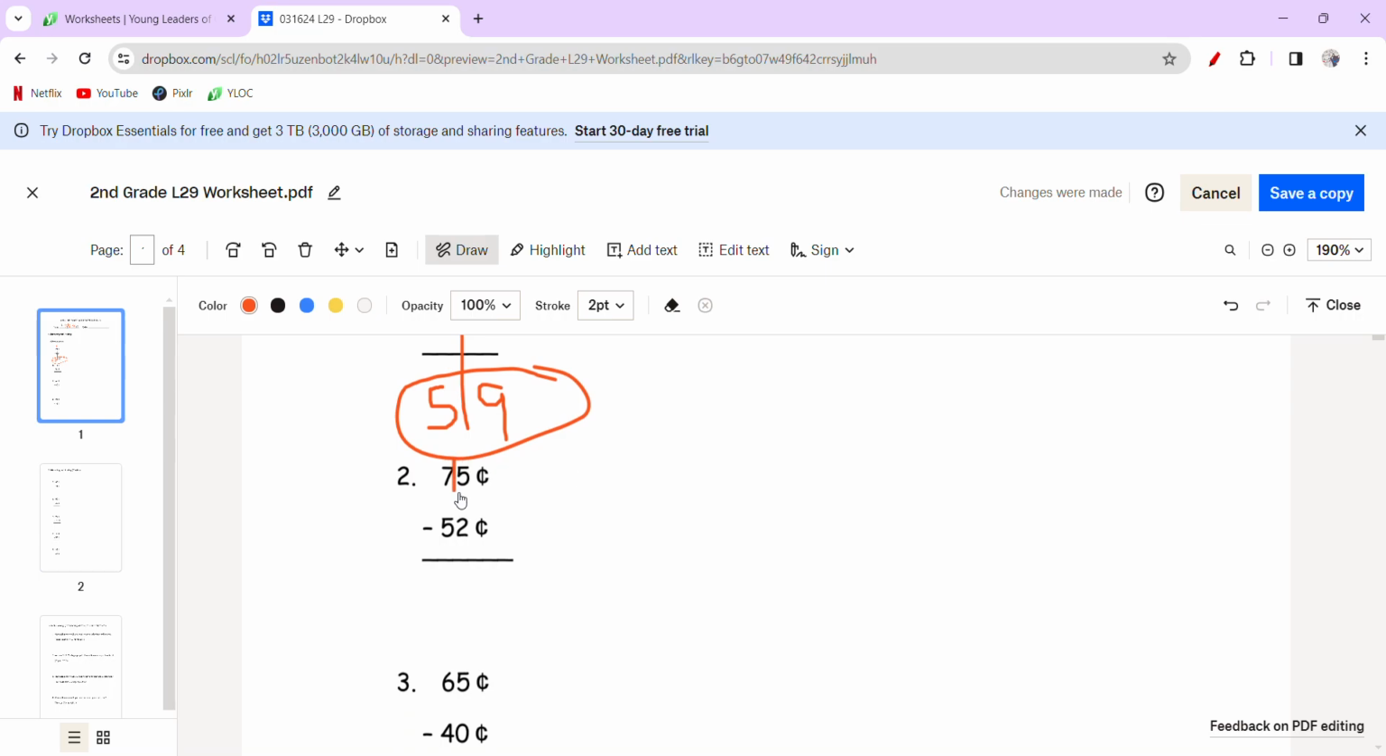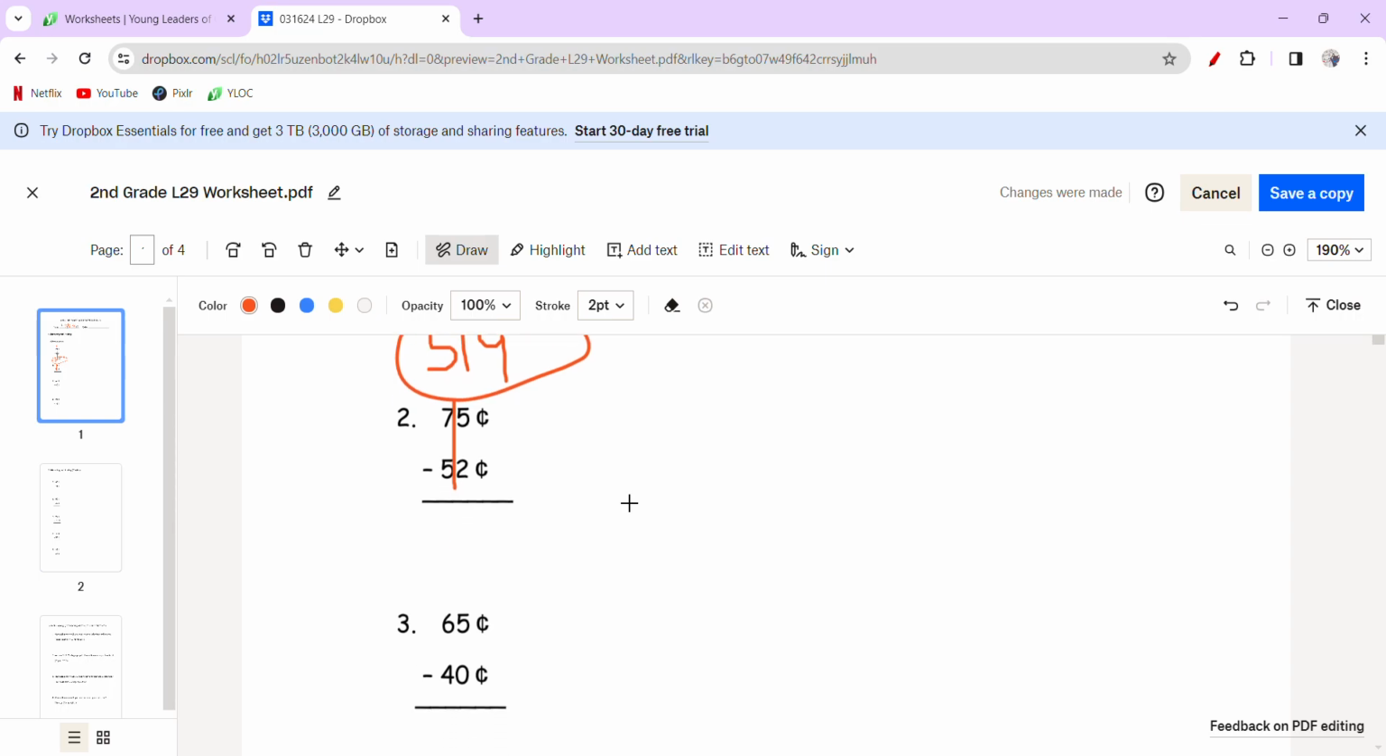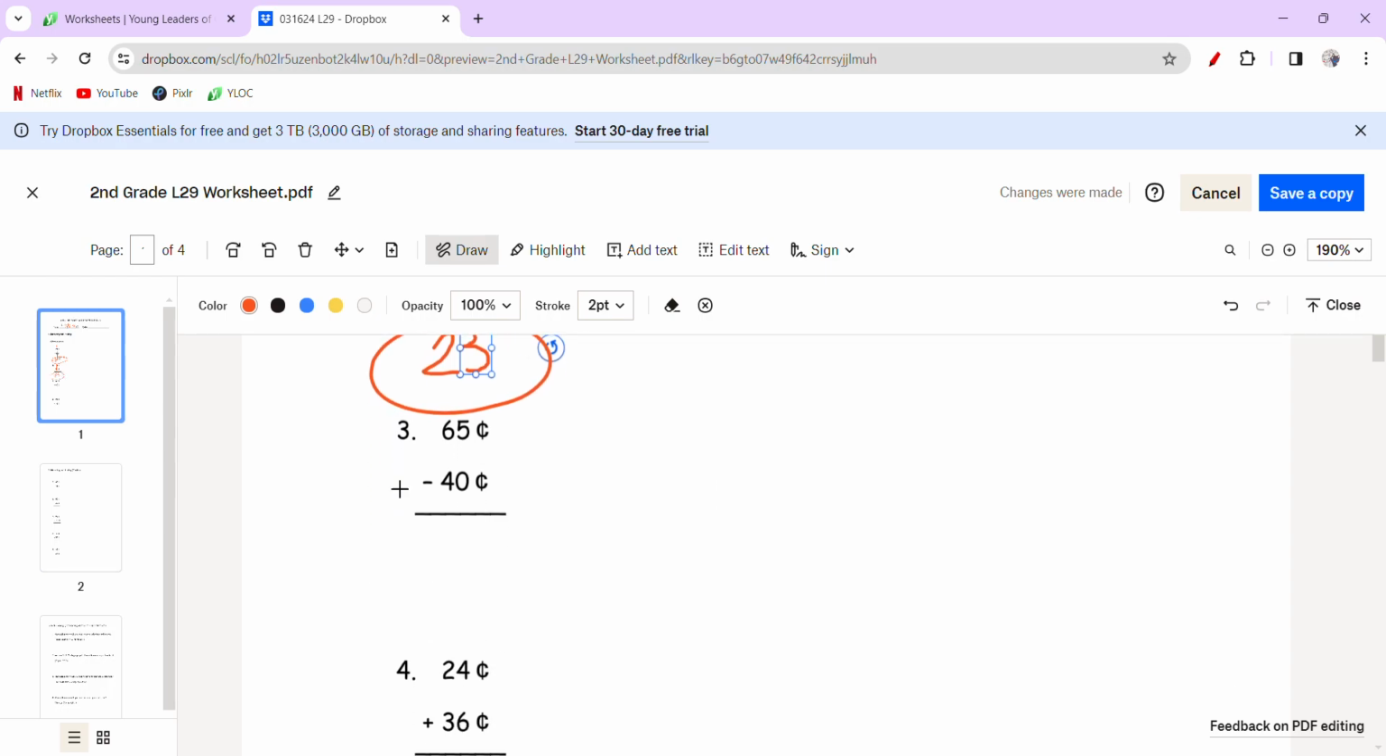Same thing over here. You're going to subtract, right? You see the subtraction sign. So 5 minus 2 would be 3, and 7 minus 5 would be 2. So your final answer would be 23. Same thing, this is a subtraction sign, so you will look at it like this. 5 minus 0 is just 5, and 6 minus 4 is just 2.